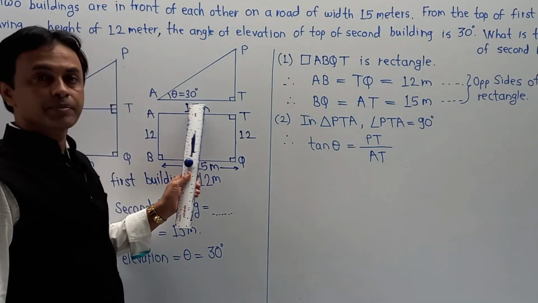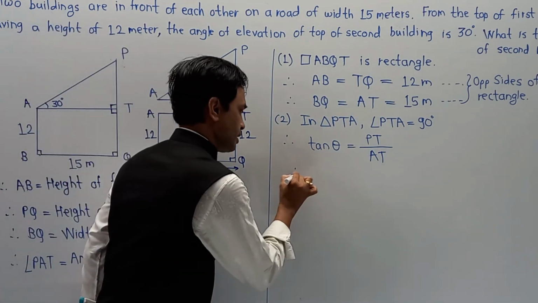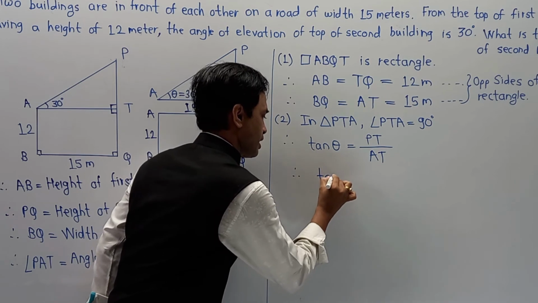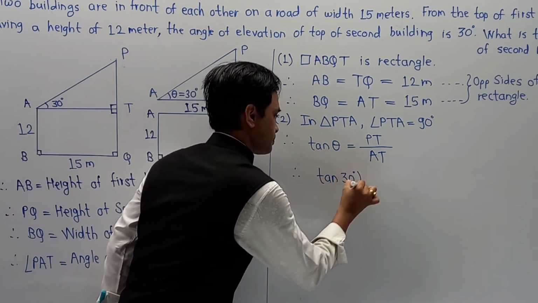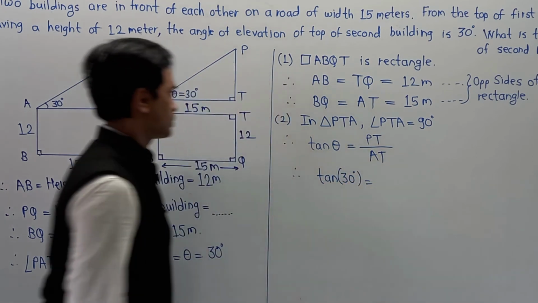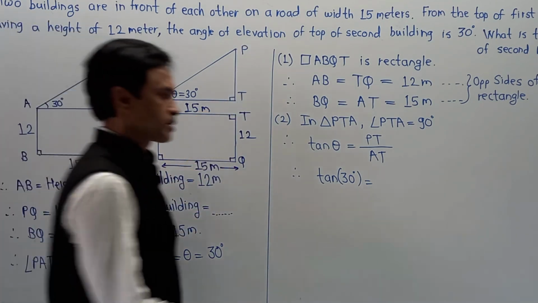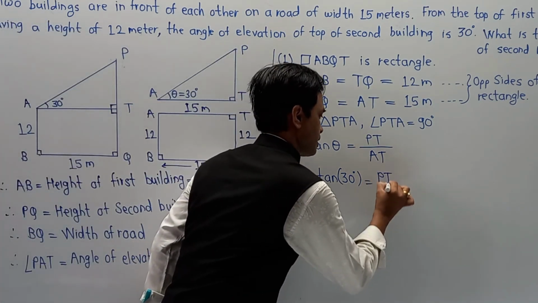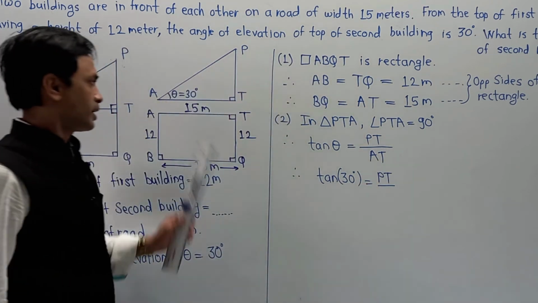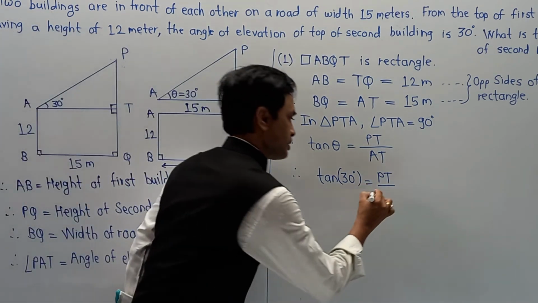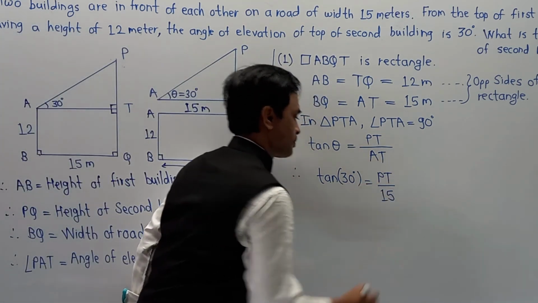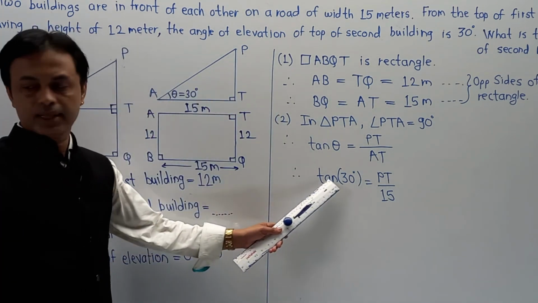So the value of tan theta means tan 30. Therefore tan 30 degrees is equal to PT, that we are supposed to calculate, upon AT. AT is 15 meters. So the value is 15.